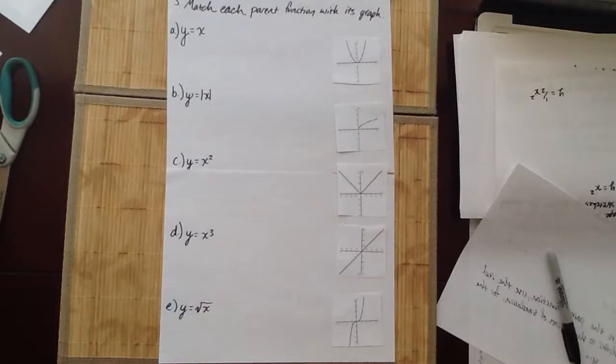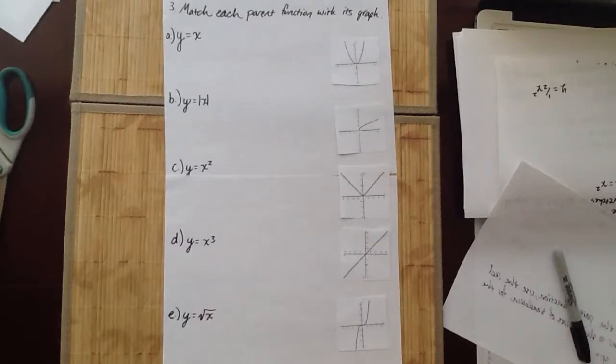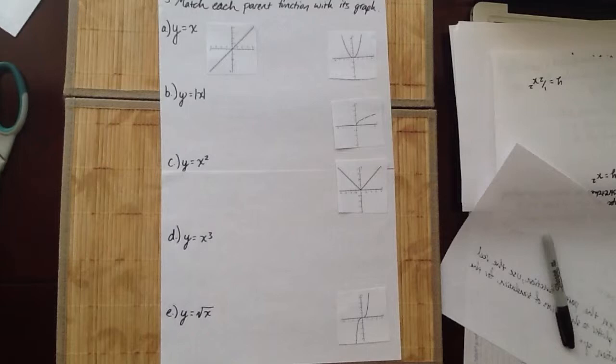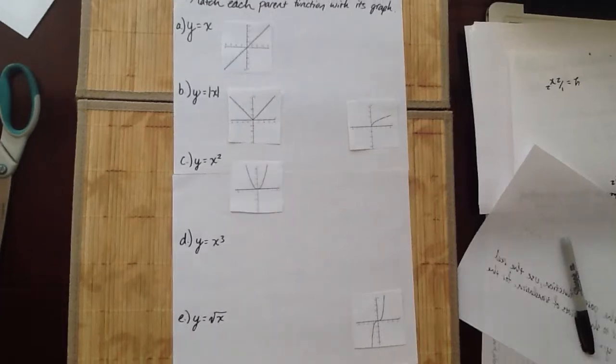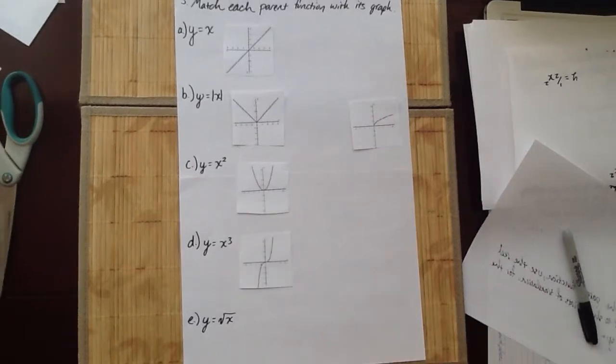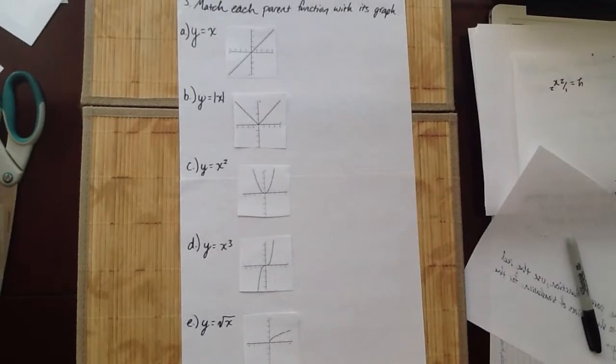Match each parent function with its graph. Again, you need to have an understanding of the parent functions for this problem. Y equals x is a linear function, basically a straight line. Y equals the absolute value of x has a v-shape that comes to a point at the origin. Y equals x squared looks like a u that centers at the origin. If it helps you remember, y equals x cubed kind of looks like an S shape. Y equals square root of x starts at the origin and increases in a curve to the right.